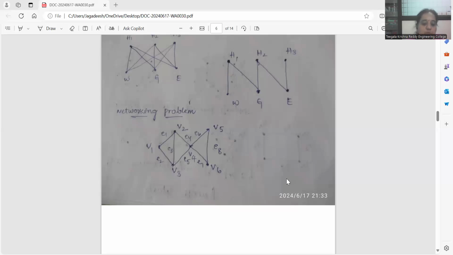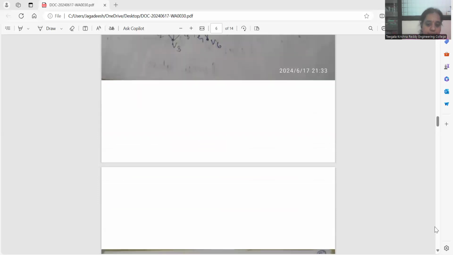Suppose you remove the V4 vertex. If you remove the vertex, the edges incident on that vertex will also be removed, so there will be no connection from the left hand side part to the right hand side part. So that is the network problem, and V4 is the key point here, which we can cross across the edges from one vertex to another.